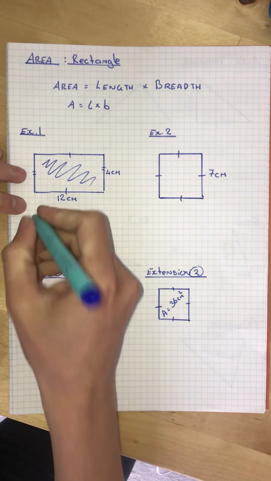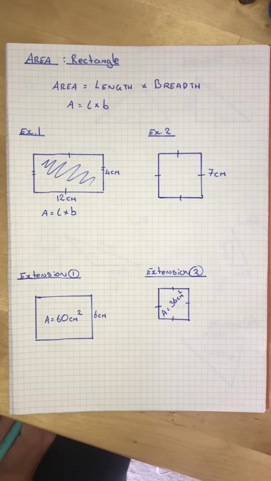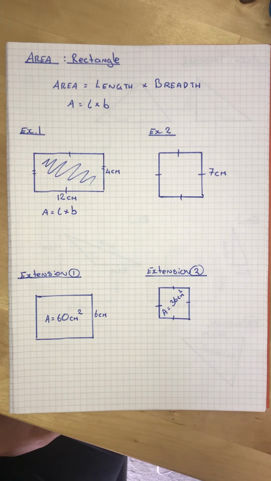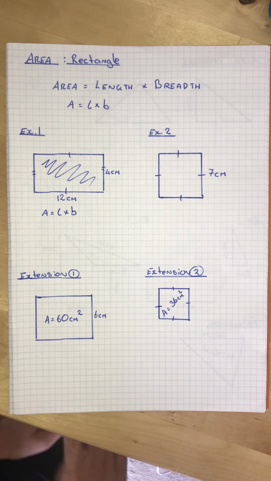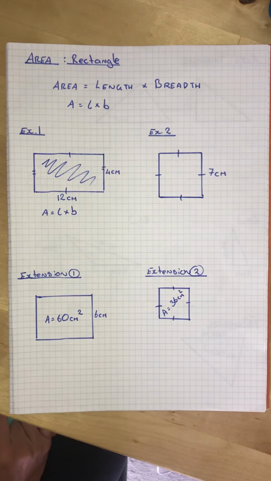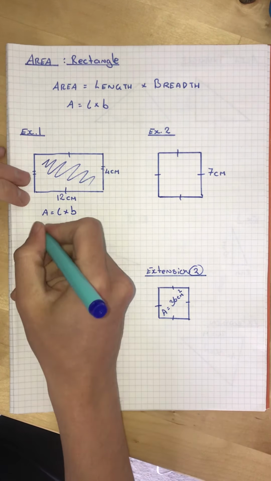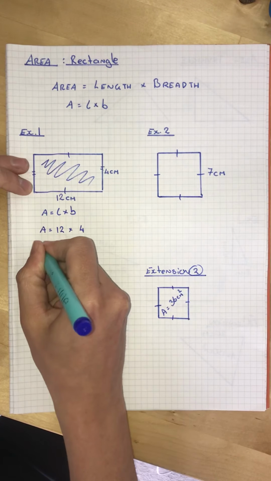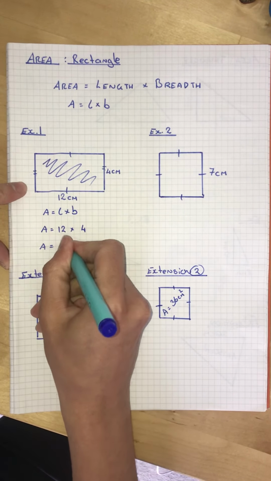So we can write out the formula. Area equals length times breadth. Length is generally considered to be the longer one, although there won't be any difference because it doesn't matter which order you multiply two numbers in. But we can substitute in 12 times 4. And so 12 times 4 is 48.